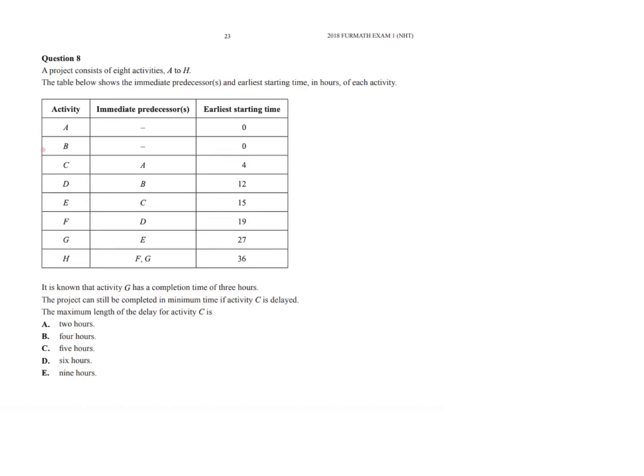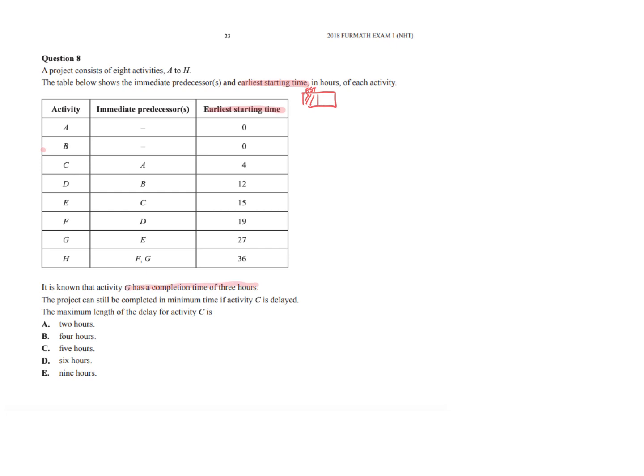Okay, the project consists of 8 activities A to H, and the table below shows the immediate predecessors and also the earliest starting time. So this is, if we think about this in our boxes, we've just been given the earliest starting time, so the first one there. And it is known that activity G has a completion time of 3 hours.